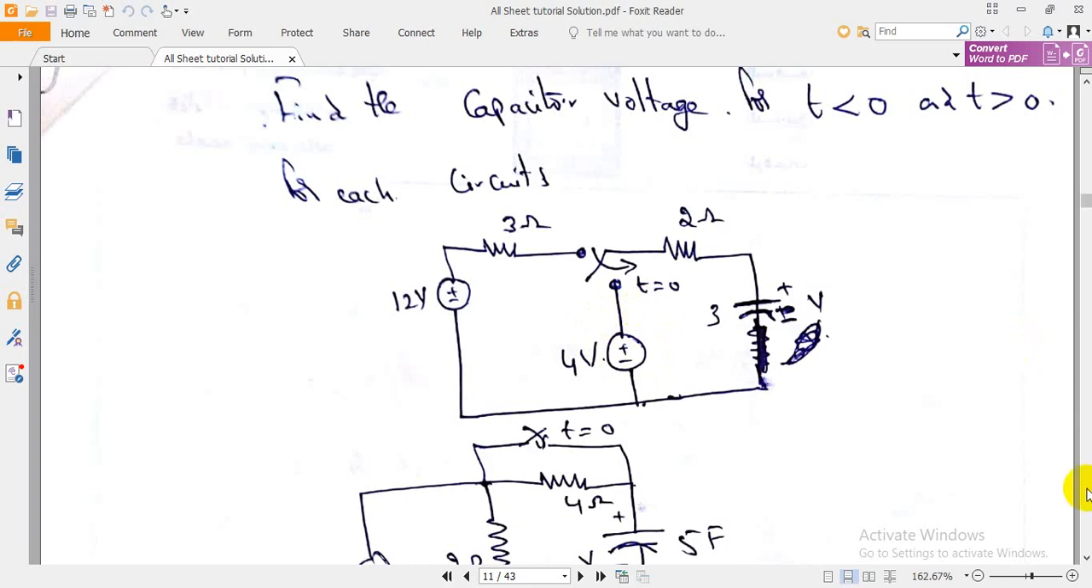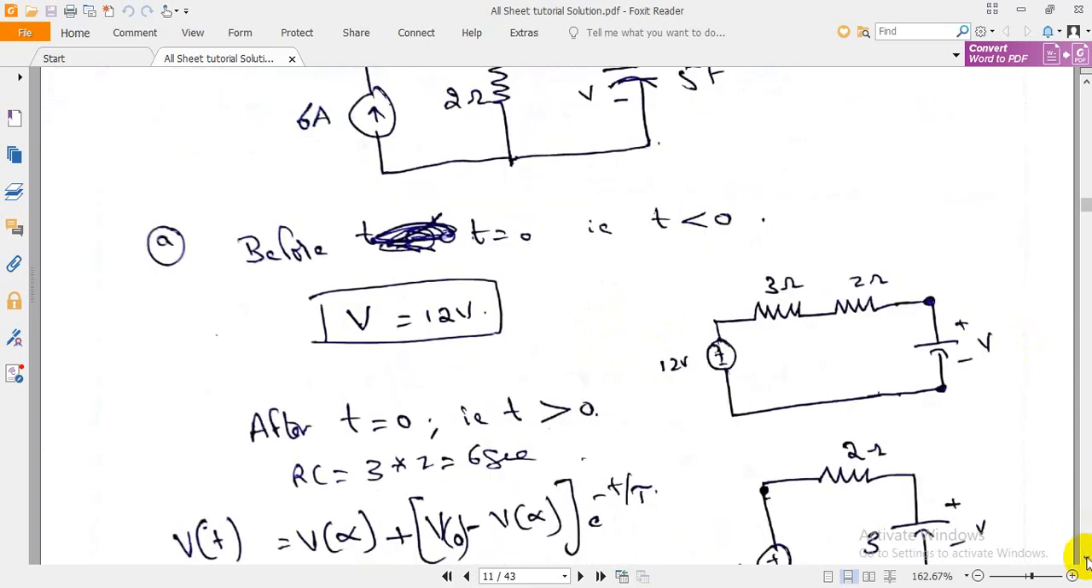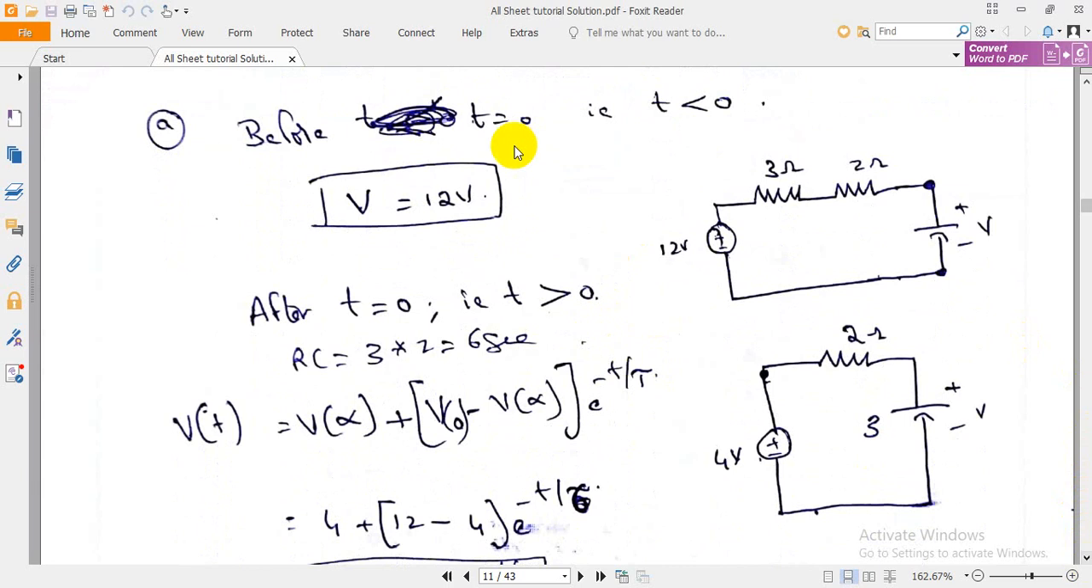We have two circuits here. So before t equal to 0, that is t less than 0, the 12 volt source is connected to the whole circuit. Now you can find RC here. You need to find the voltage V of 0. V of 0 will be 12 volt. The whole voltage will be supplied to the capacitance. This is V of 0.